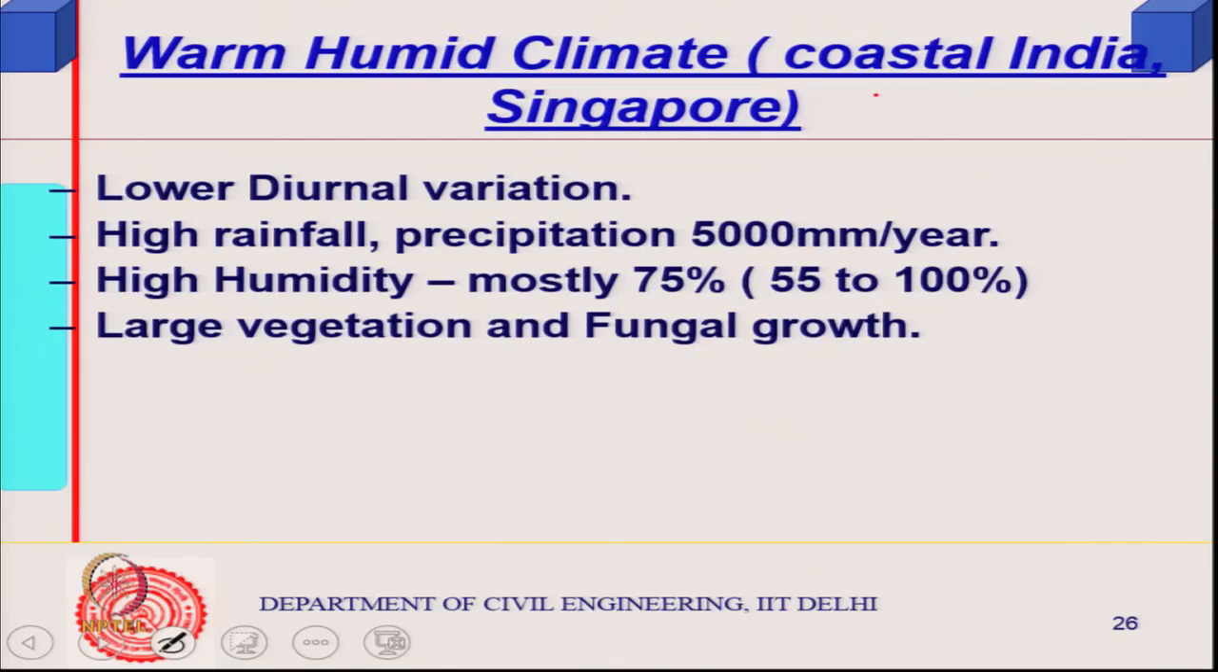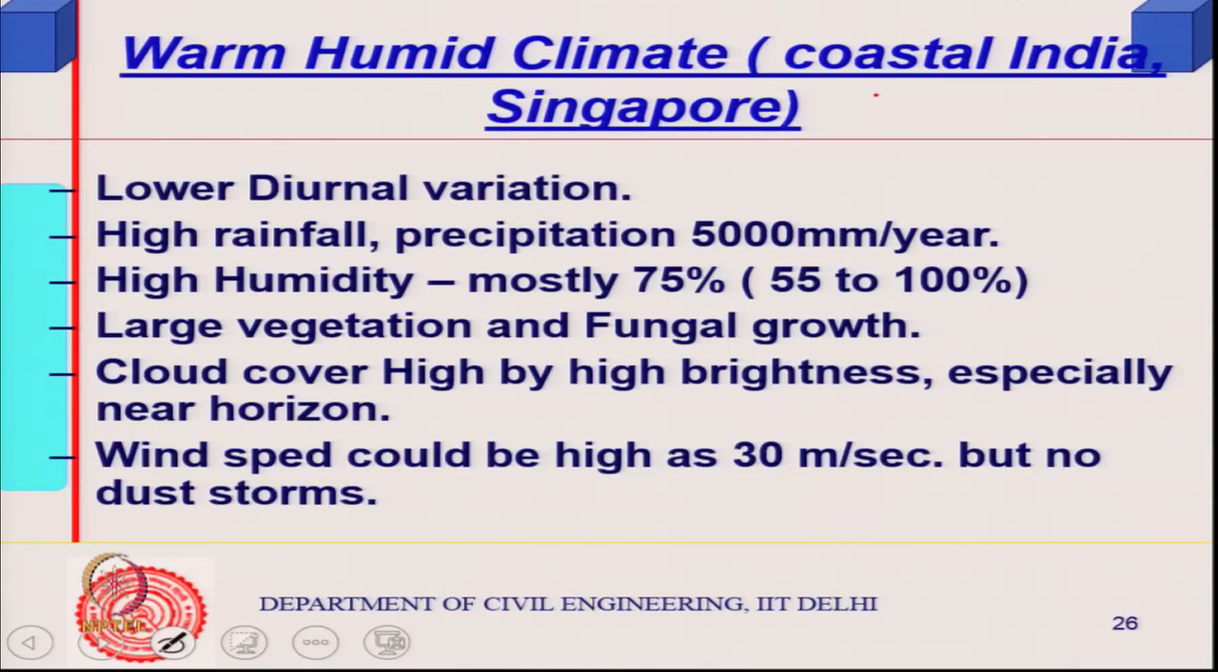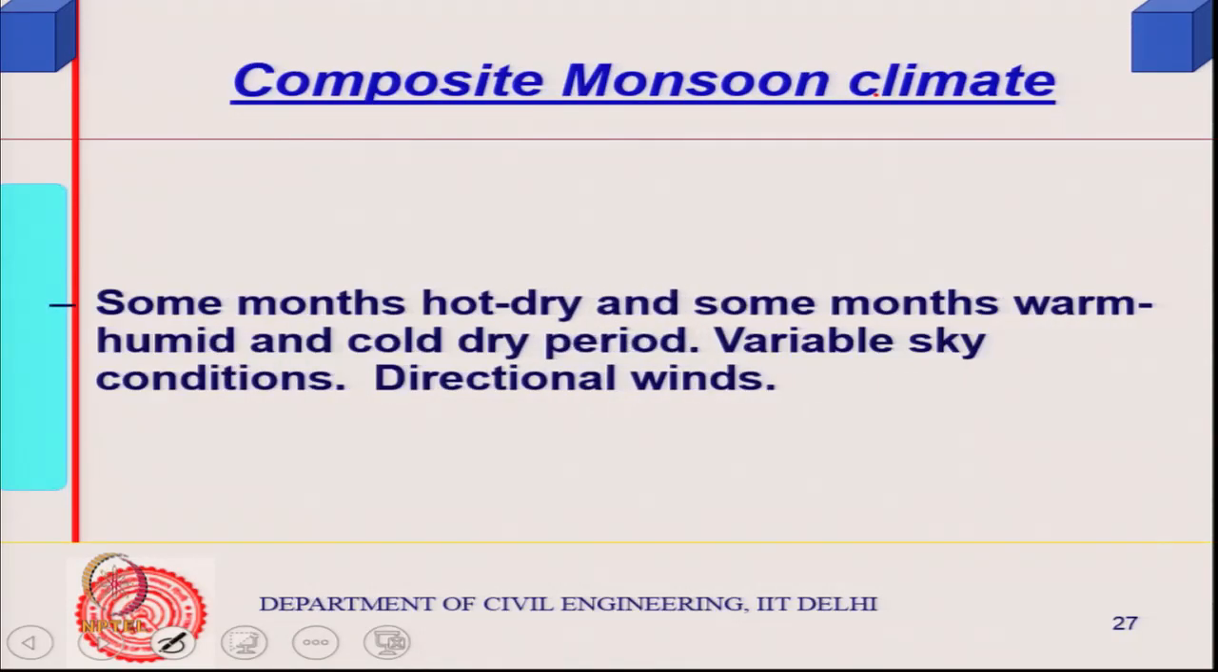Then high rainfall, precipitation can be 5,000 millimeter per year, high humidity mostly 75%, 55 to 100%. Mumbai you have seen during the rainy season, it is near 100% all the time. Anyone coming from Mumbai, you can realize this, right. Cloud cover high, brightness especially near horizon, and wind speed could be as high as 30 meter per second, but obviously not dust storm, there will be no dust storm, lot of greeneries.